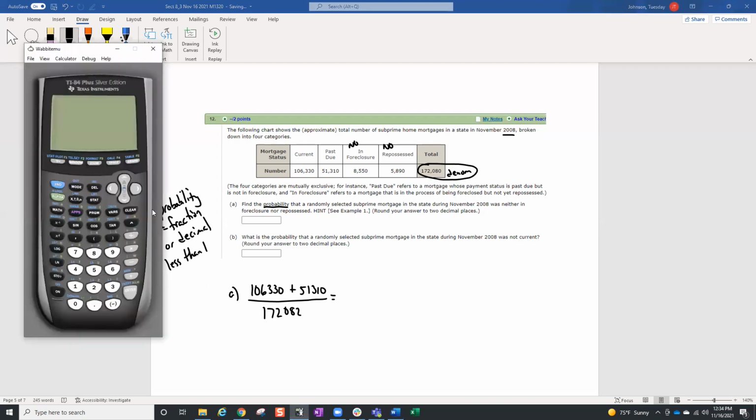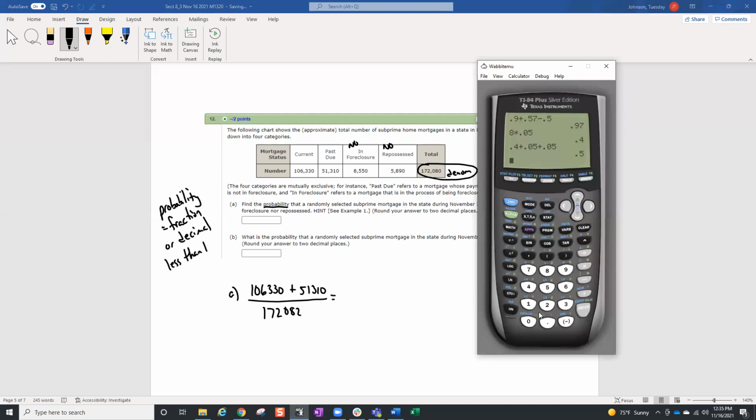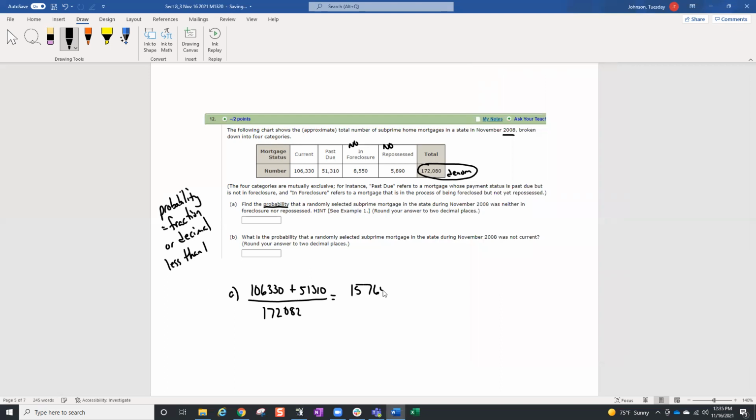So yet again, not trusting my brain to be completely accurate, let's clear that out. 106,330 plus 51,310. I read those numbers out loud, but remember to use the numbers on your problem, not mine, before you write this in. 157,640 over 172,082. 2 decimal places. Oh, nice.